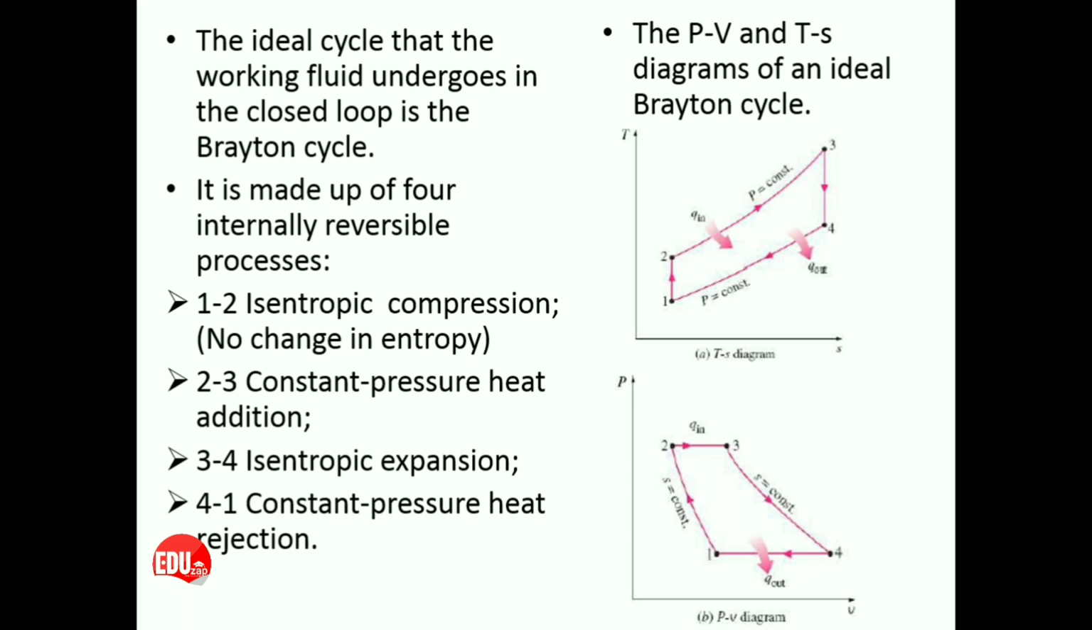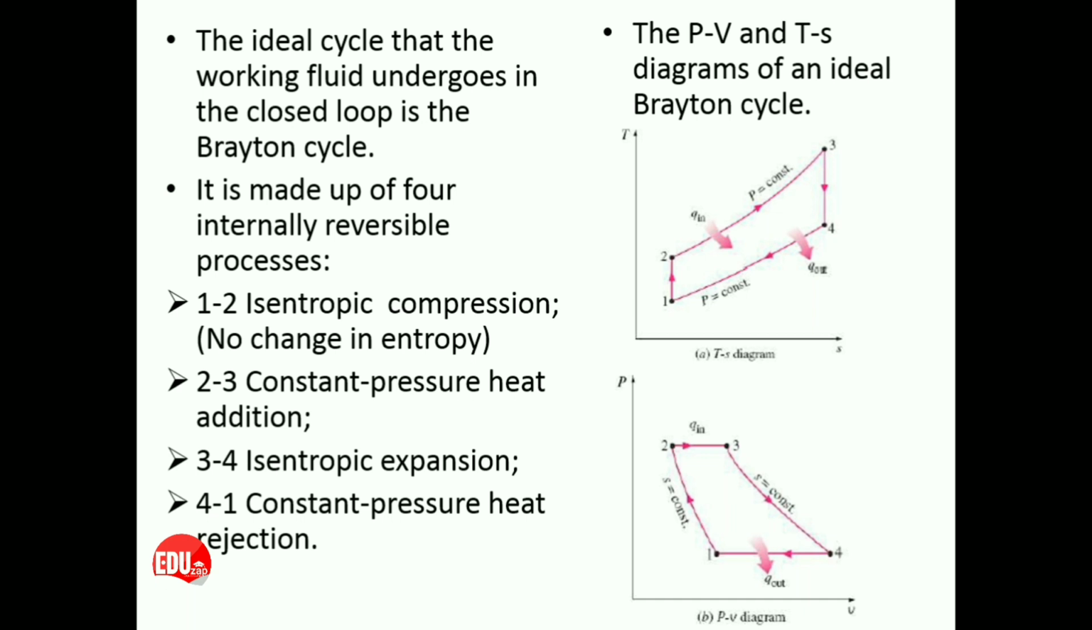Now coming to the PV and TS diagram, here we are representing an ideal cycle which is following a closed loop. So in the TS diagram we can see the first process, that is process 1 to 2, it is isentropic compression process. So there is no change in entropy here, and it will be represented as a vertical line in the TS diagram. Now the process 2 to 3, it is a constant pressure process.